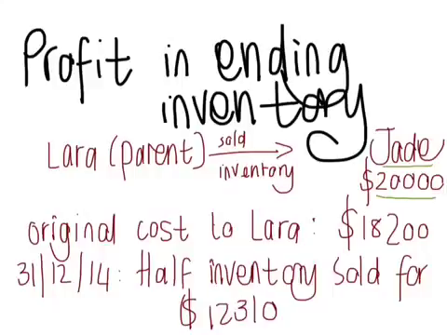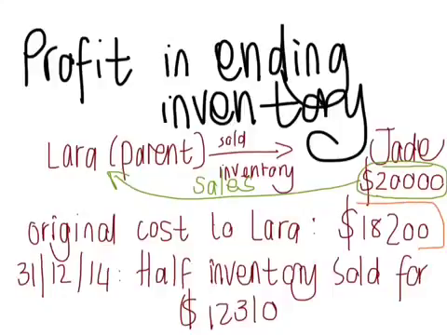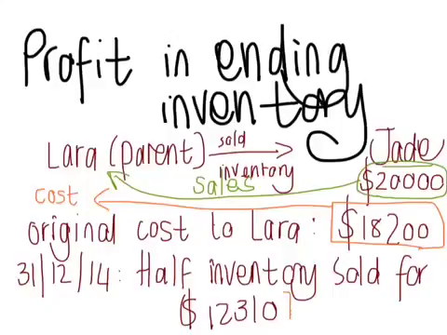an amount of $20,000, which means that in the accounting records of Laura, they recorded sales of $20,000. The original cost to Laura of this inventory was $18,200. So from a group perspective, that is the cost of the inventory. Half the inventory was sold in the current year for $12,310. So from a group perspective, once again, this represents our realized sales.